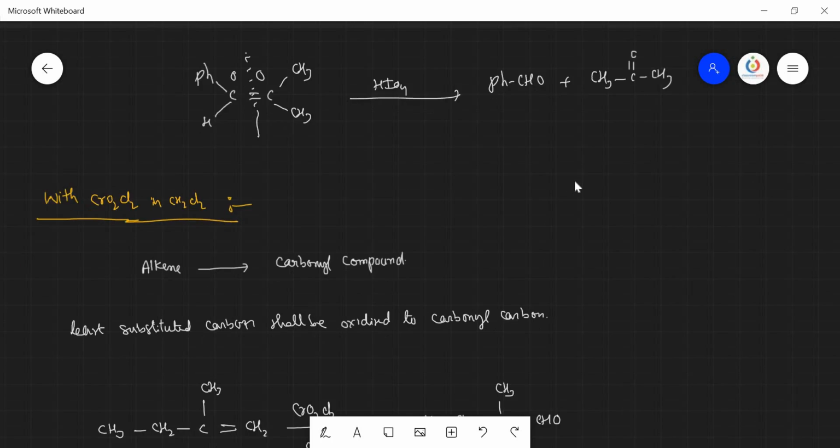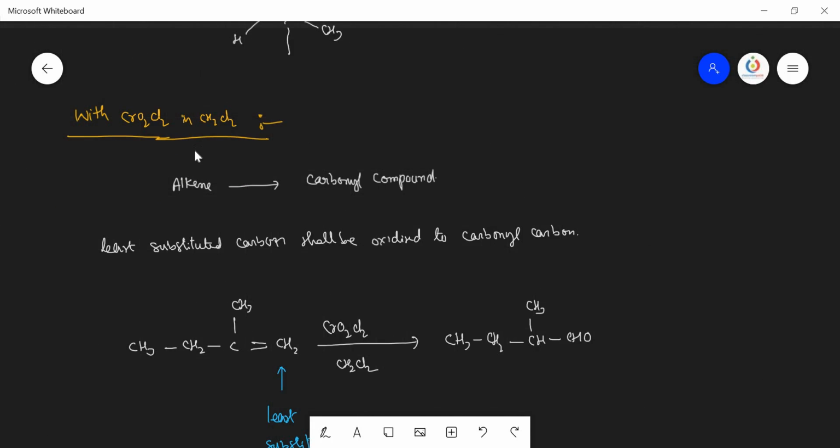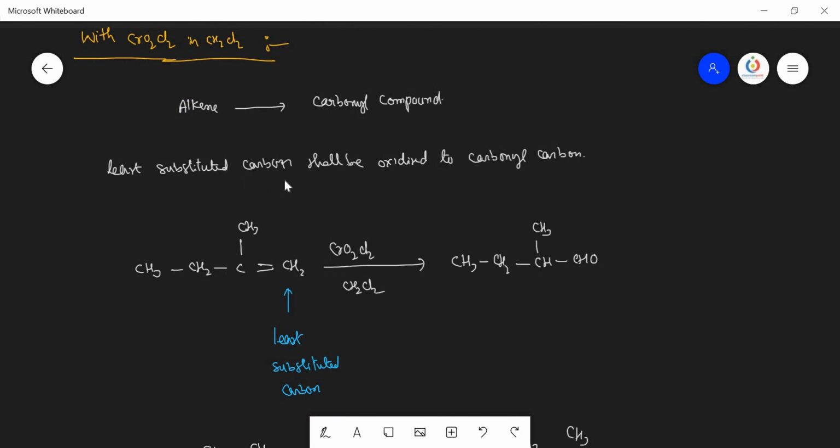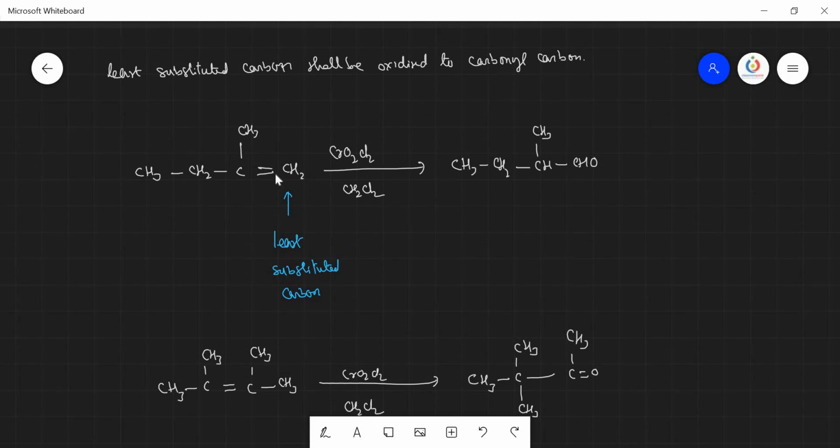Next, with CrO2Cl2, chromyl chloride. Alkenes on oxidation with chromyl chloride give the carbonyl compound. In this particular case, the least substituted double bonded carbon shall be oxidized to the carbonyl carbon. We will see here, this is an alkene molecule which is oxidized in the presence of chromyl chloride and in the presence of CH2Cl2.